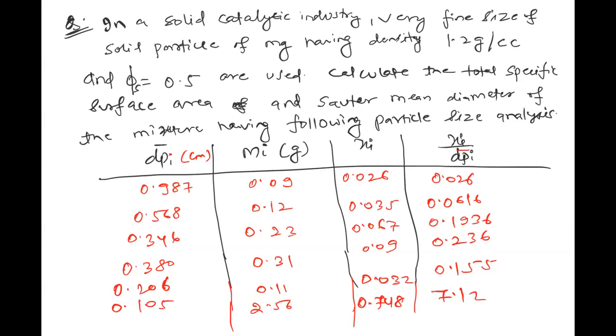Aditi Mandal, your shorter mean diameter is not right. Shorter mean diameter will be ds bar equal to 0.128 centimeter. It is 1 by summation of xi dpi. We have calculated already xi dpi. Just do the summation and put in reciprocal, 1 by this. Yes, shorter mean diameter is 0.128. Correct, Kushal Narottam.